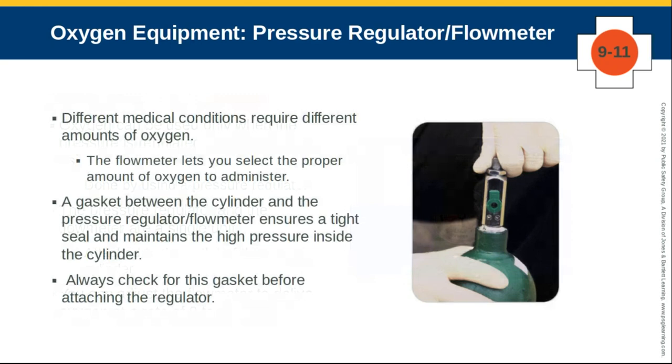Now, before we place the regulator onto a cylinder, just be aware that there's a gasket inside that regulator that has to be in place. If that gasket is missing, you'll know. You'll have a lot of hissing, a lot of loss of gas. You just simply need to turn off the cylinder, remove the regulator, and replace the gasket. Many patrols will have an extra gasket tied to the oxygen wrench.